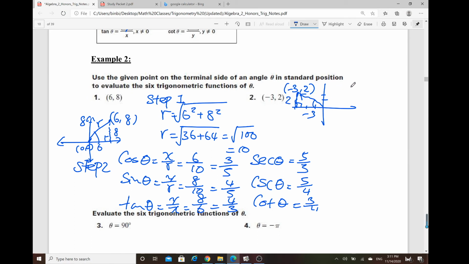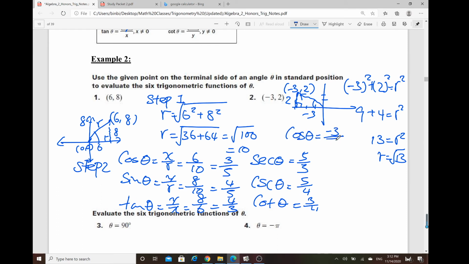Finding the hypotenuse, so we do have (-3) squared plus 2 squared equals radius squared. So 9 plus 4, radius squared is 13. So radius is what? √13. And using the ratios, x/r, so for cosine, that's -3/√13.